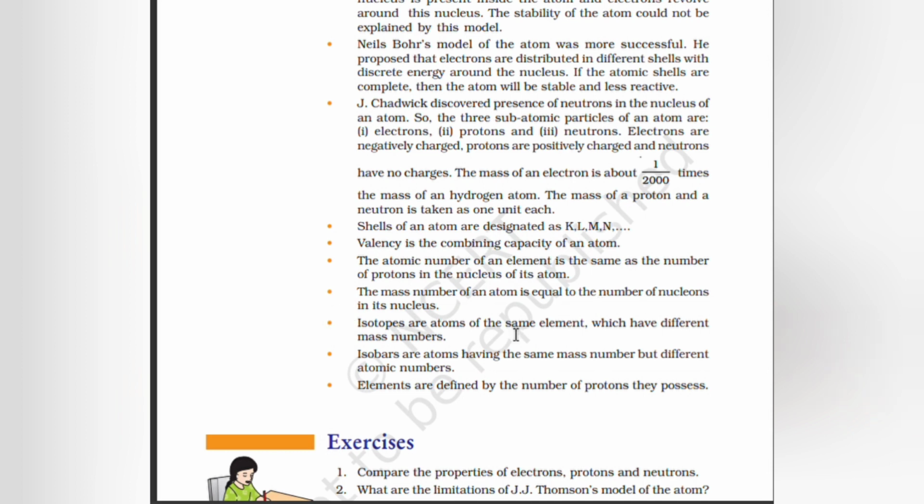Isotopes are atoms of the same element which have different mass numbers. Isobars are atoms having the same mass number but different atomic numbers. Elements are defined by the number of protons they possess.